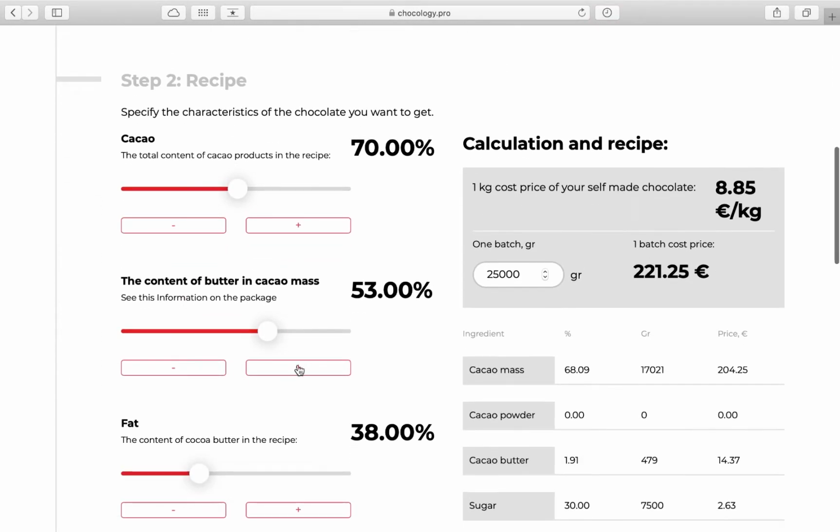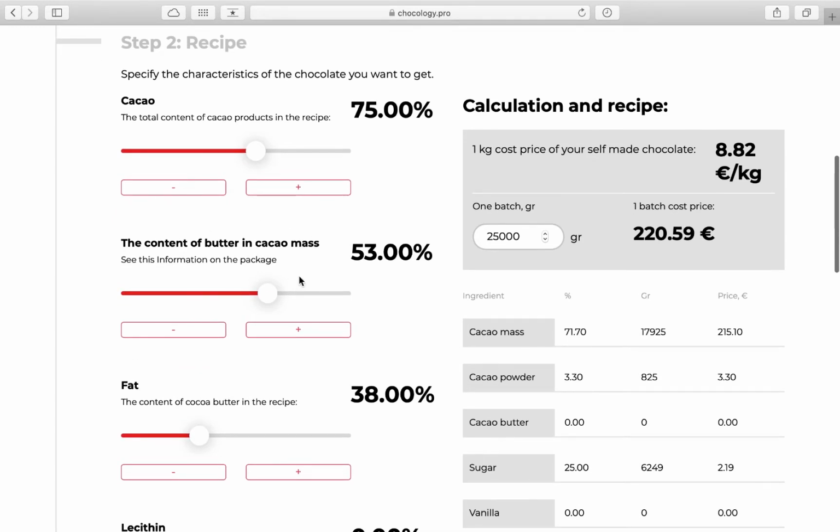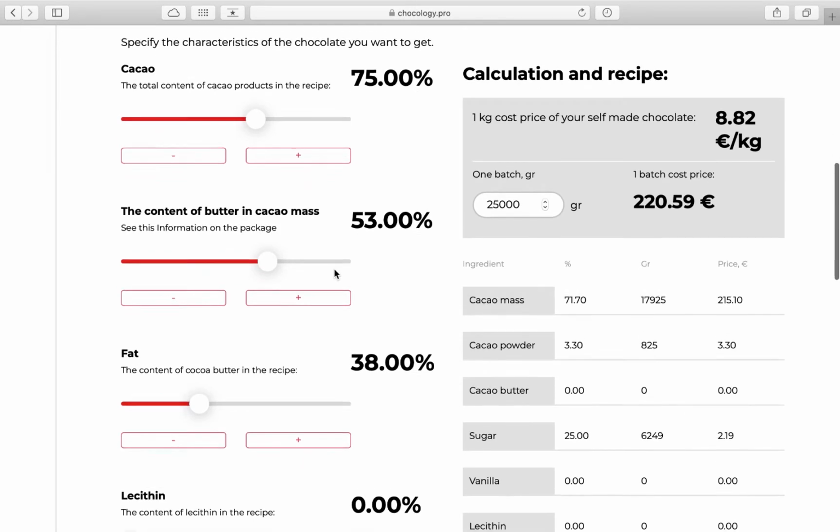Next, let's go to our characteristics. The first parameter is cacao, the content of cacao products in our chocolate. It includes cacao liquor or cacao nibs, and also cacao butter. So, for example, I will indicate 75%. The next parameter is the content of oil in cacao liquor. The exact information is usually indicated by the manufacturer on the package or in specification.